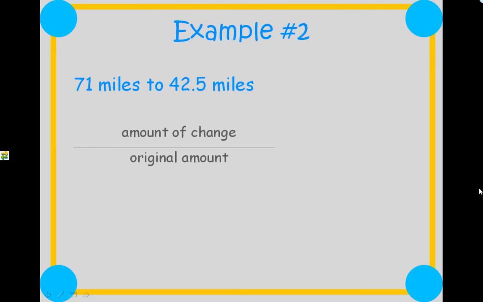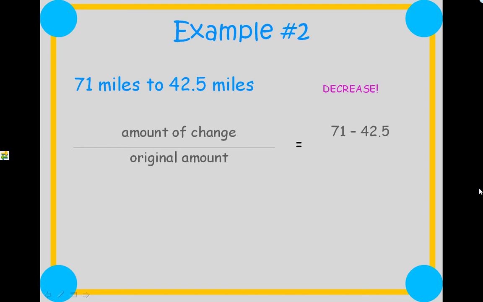Okay, example number 2. You're going from 71 miles to 42.5 miles. And you see we're going down, so that is a decrease. Now we're going to plug into our formula. We have to find the amount of change. To do that, we have to subtract, and you're always going to subtract your bigger number minus smaller. You're trying to figure out how much it changed, even if it went down. So it changed 71 minus 42.5.